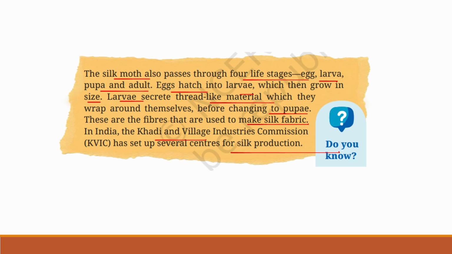Eggs hatch into larvae. Larvae secrete thread-like material, which they wrap around themselves before changing to pupae. These are the fibers used to make silk fabric.